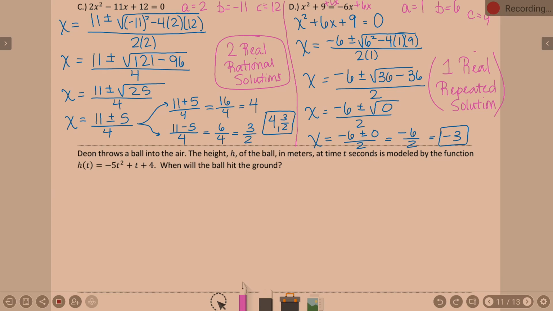Like the Dion that throws a ball into the air. Yeah. Okay. So the Dion throws a ball into the air. The height h of the ball in meters at time t seconds is modeled by this function. When will the ball hit the ground?